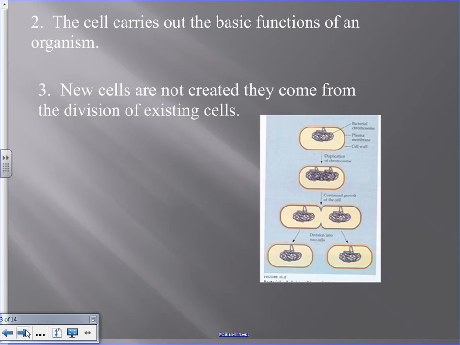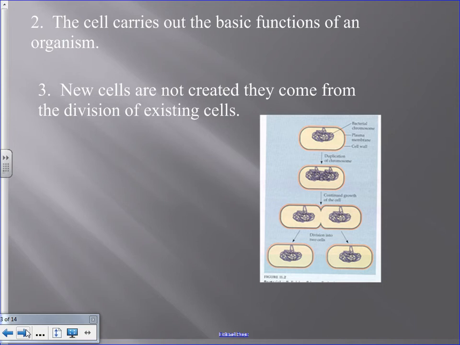Second and third points of the cell theory. Cells carry out the basic functions of an organism. So a cell should be able to take care of itself if provided with the raw materials it needs. So if I take one of your cells out of your body and put it on a petri dish with nutrients, it should survive. In fact, it should even be able to reproduce a little bit, because a cell can carry out the basic functions of an organism.